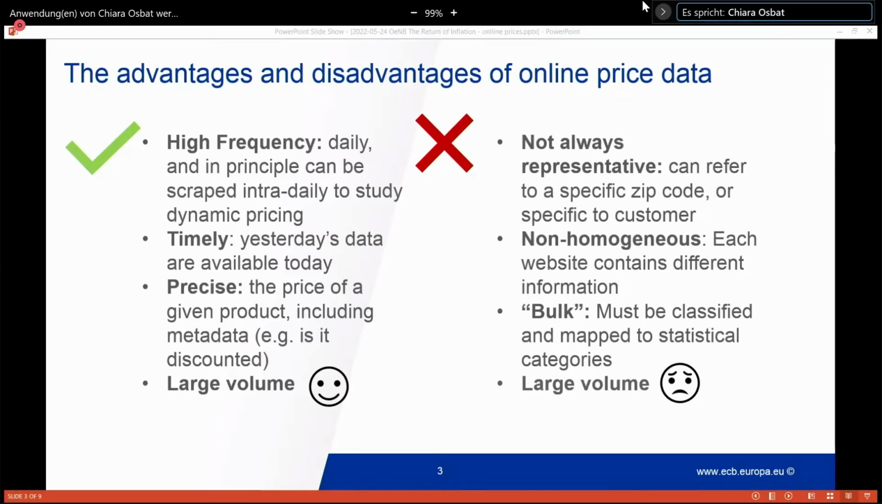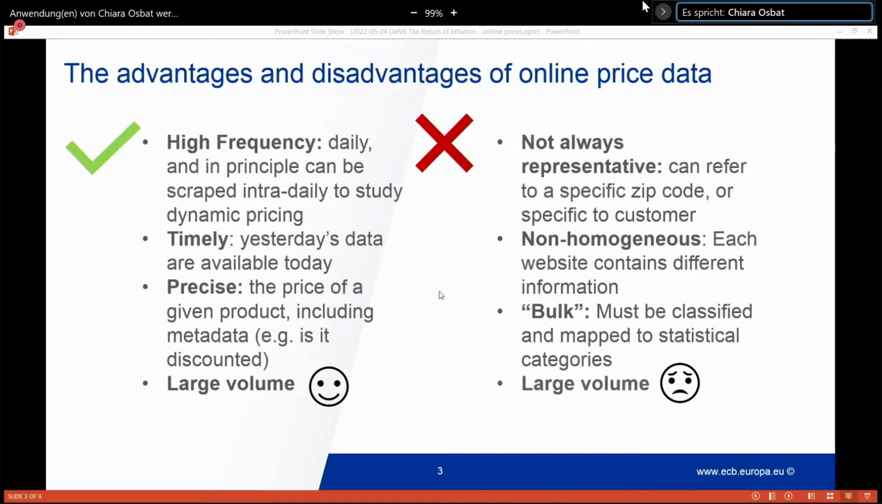Now, on the bad side, they're not always representative because they can refer sometimes, depending on the kind of shop, to a specific zip code or even to a specific customer. They're non-homogeneous because, of course, every website has a completely different way of organizing the information. They are bulk, which refers to the volume, and bulk means that you're not going and handpicking the prices you want. You have to collect them and then classify and map them to statistical categories, and that's why the large volume makes you smile, but also gives you a headache.